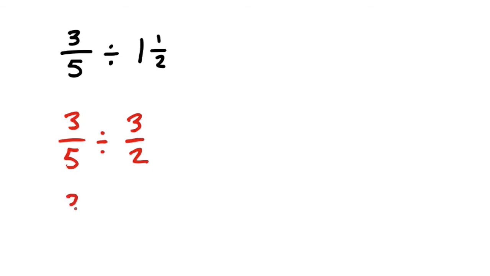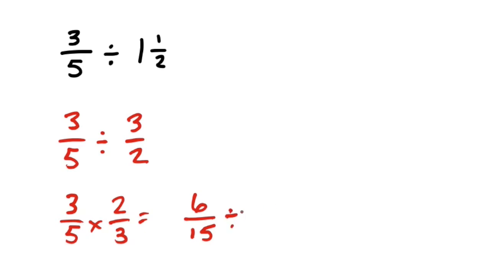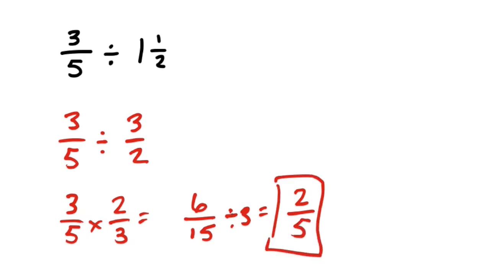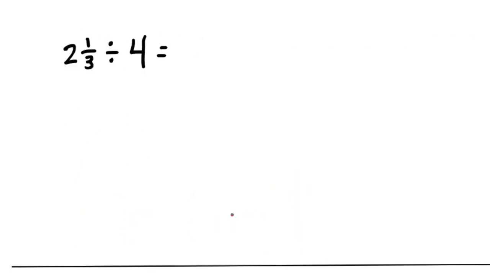That's going to give us 3/5 times 2/3, giving us an answer of 6/15. This one can be simplified. We can divide by 3, and we get 2/5. So our answer to this problem is 2/5. Let's do one more example. In our final example, we have 2 1/3 divided by 4. Okay, again, we have to convert our mixed number into an improper fraction.